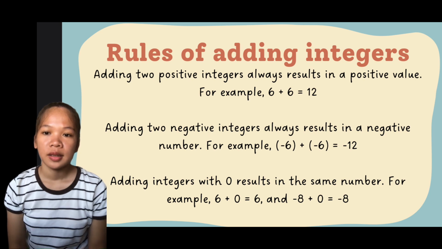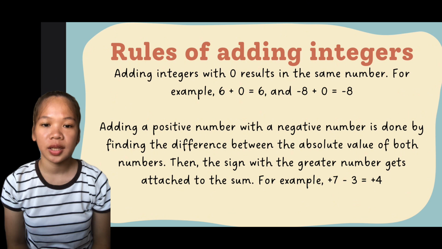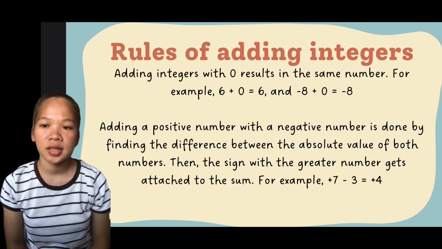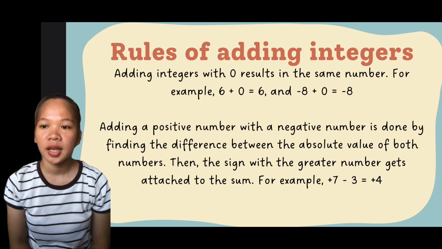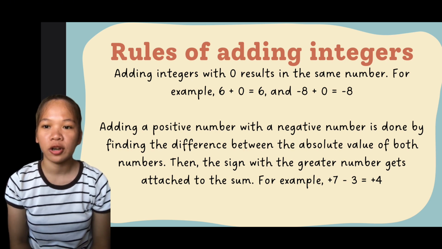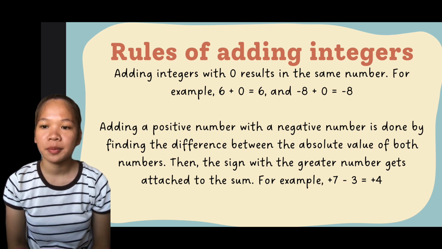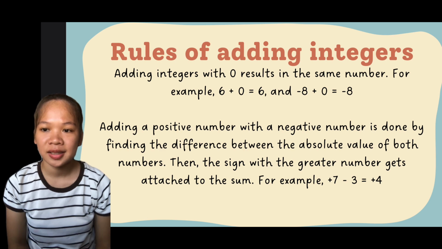So, here, okay, the last rule in adding integers is adding a positive number with a negative number is done by finding the difference between the absolute value of both numbers. Then, the sign of the greater number gets attached to the sum. For example, positive 7 plus negative 3 equals positive 4.